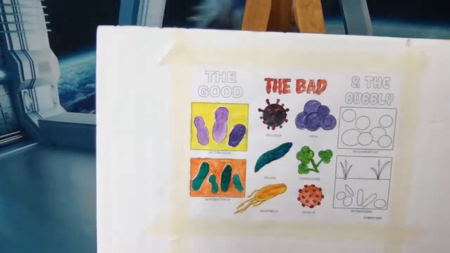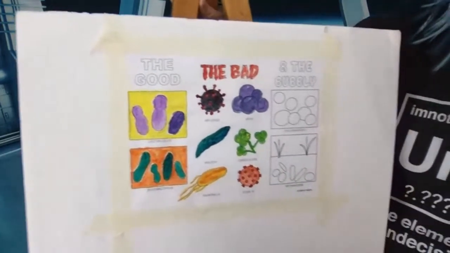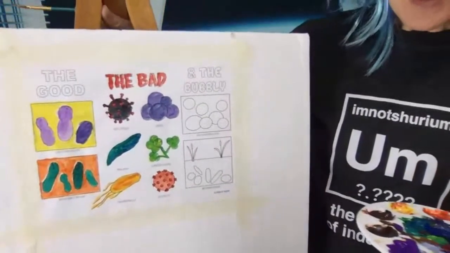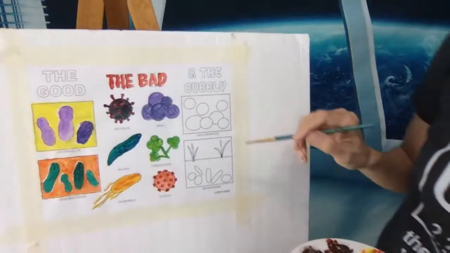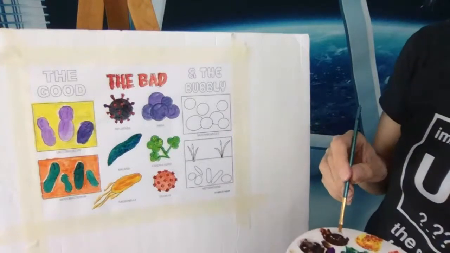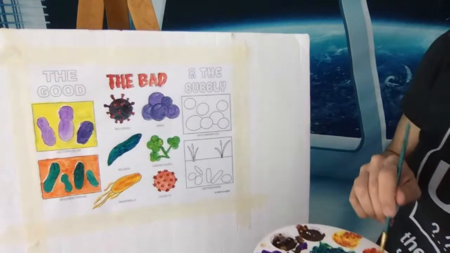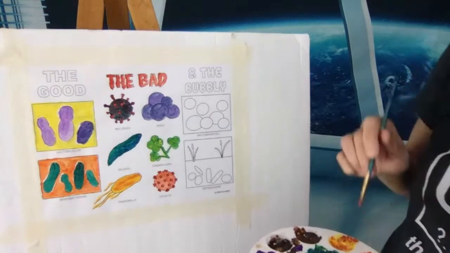Now let's come over to this side and move our art palette just a little bit so that we can do the bubbly. So here we have Saccharomyces. This is brewer's yeast, the same yeast that we use to blow up our little balloons a little bit. And it is a super useful yeast for us.